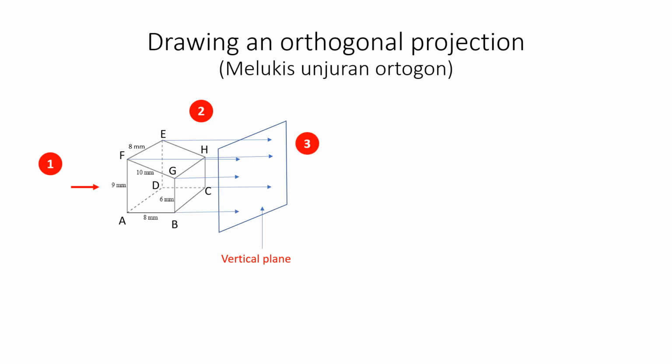And third step, you need to connect the points of intersection to draw the shape of the orthogonal projection. Two types of lines are used. Solid lines are for lines that can be seen, and dashed lines are for lines that are hidden. So we need to connect using solid lines here. And for this, you need to connect using a dashed line because as viewed from this direction, GH is hidden.